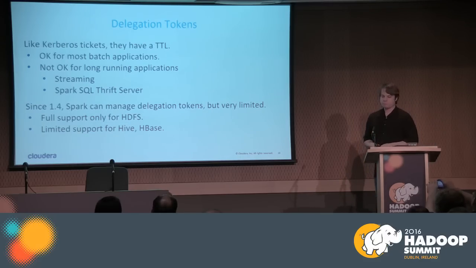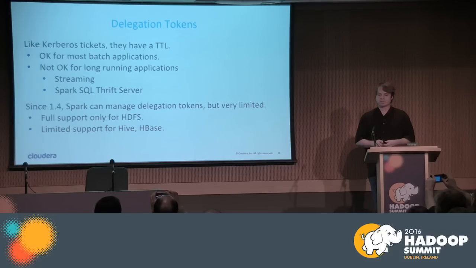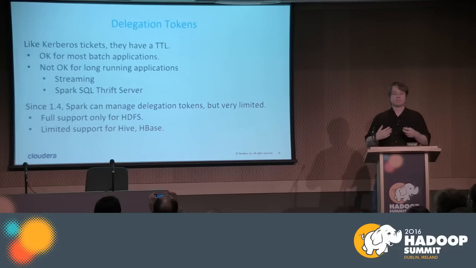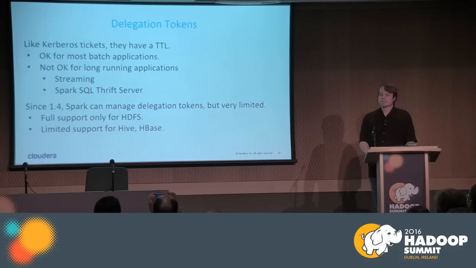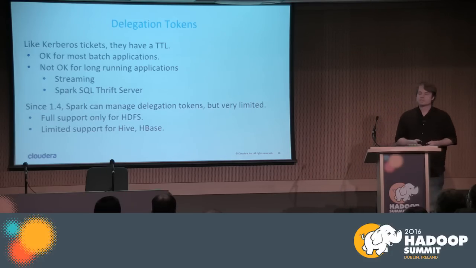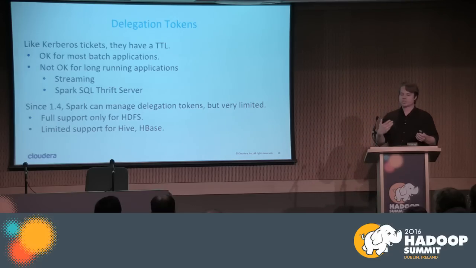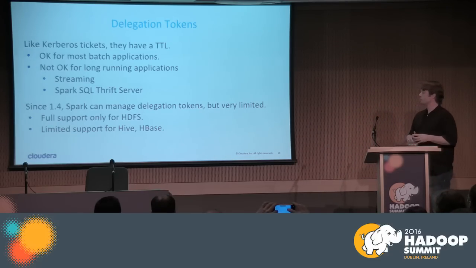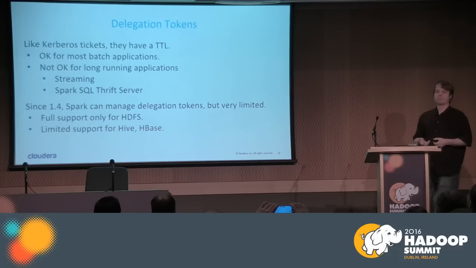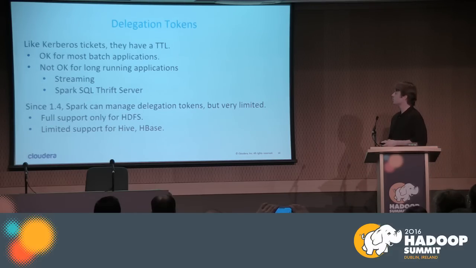Delegation tokens have many of the same problems as Kerberos tickets themselves. Mainly, the main problem being that they have a fixed time to live. This is OK for most batch applications. Delegation tokens can live at maximum for 7 days in Hadoop by default, and it's really rare for a batch application to live for that long. But lots of Spark applications, especially things like streaming, are meant to run 24/7. So having to restart them every 7 days is sometimes not an option.